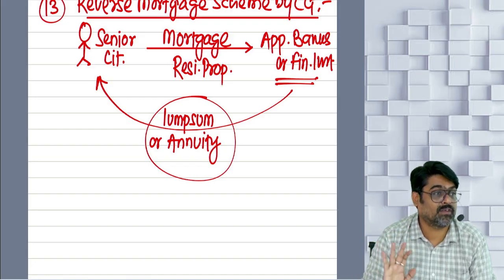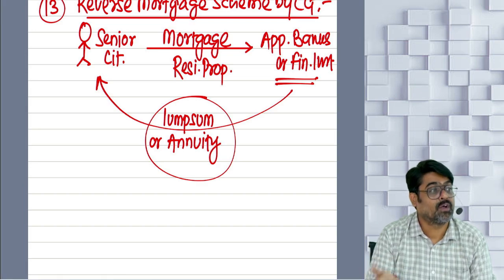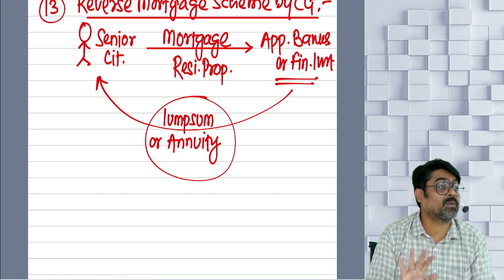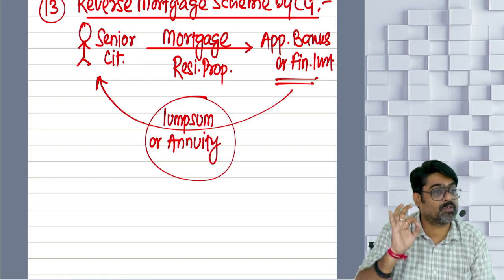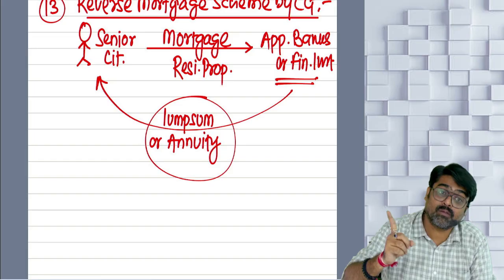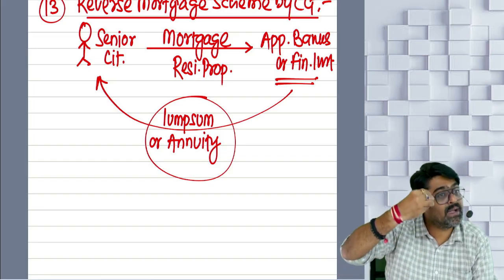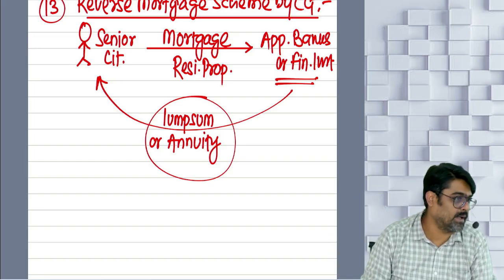Transfer is exempt. Or if your legal heirs pay the loan, the bank will transfer that property to your legal heir. Transfer is exempt. Any transfer of this residential property under the reverse mortgage scheme is an exempt transfer. It will not attract any capital gain.